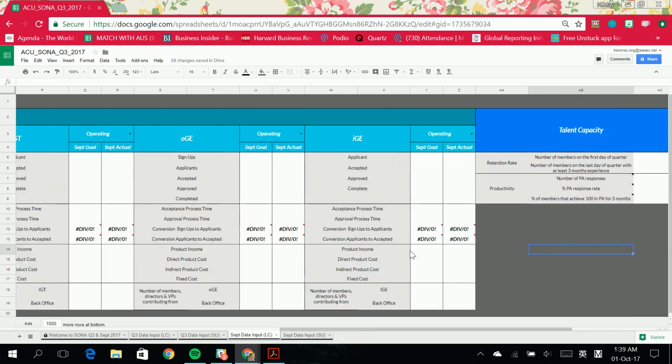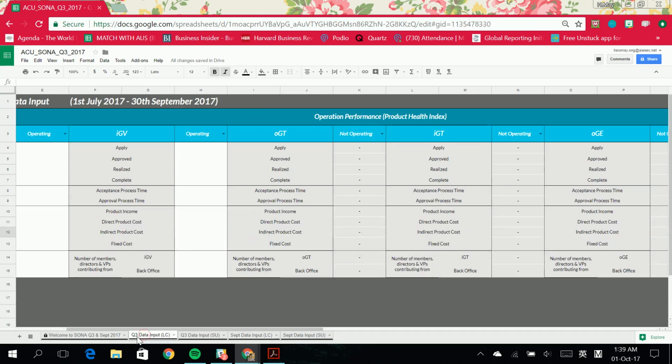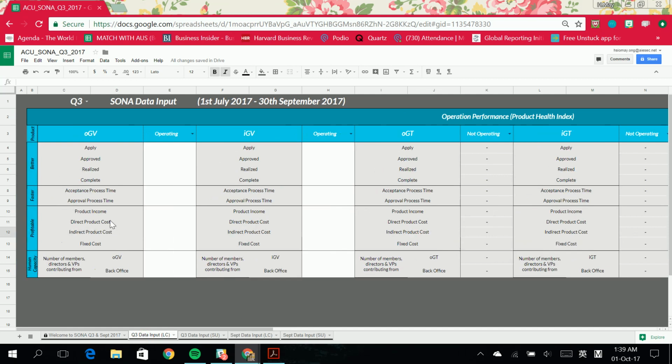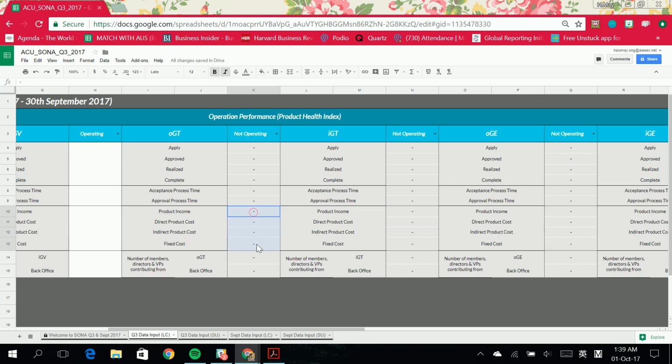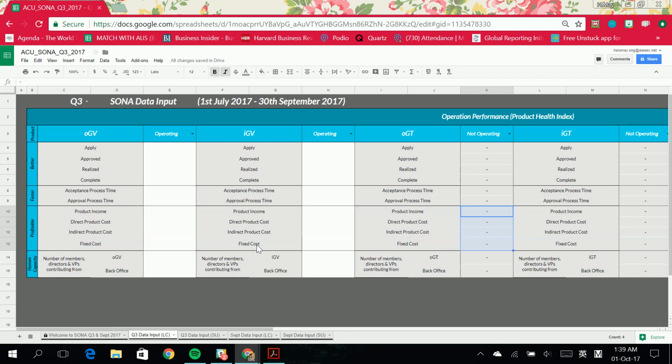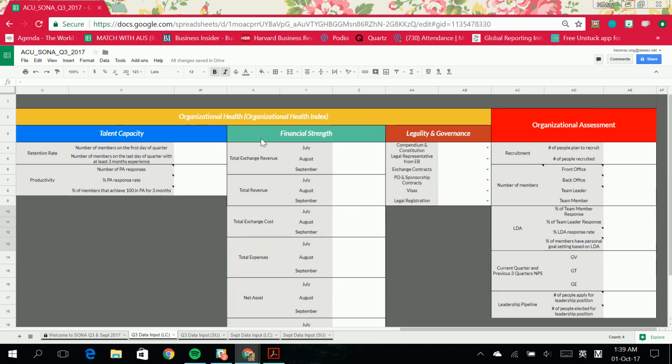After that, if you are VPFL, what you need to do right now is when you click into Q3 data input LC, make sure you fill in the product income, direct product cost, indirect product cost, and fixed cost for all the products that you're running in your LC. If you have not run any, just make sure that there's a dash filled in here. And then what you need to make sure is your financial strength is filled in for each month here.